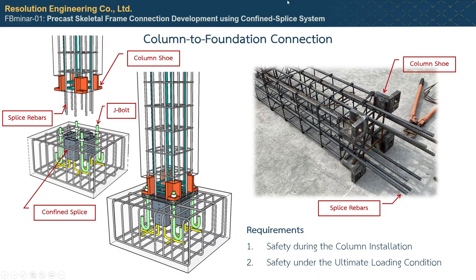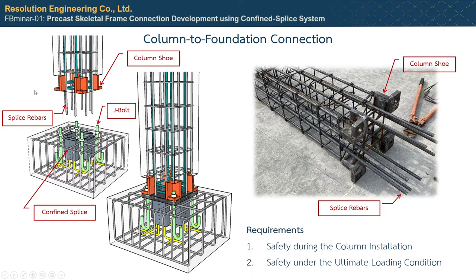Column to foundation connections will be experiencing two loads. First of all, the load when the column is being installed. There are two types of column to foundation connection. The first type is with the splice rebars like this. This has the rebar sticking out of the end of the column face in order to make the steel continuous, such that the moment is mobilized into the foundation.